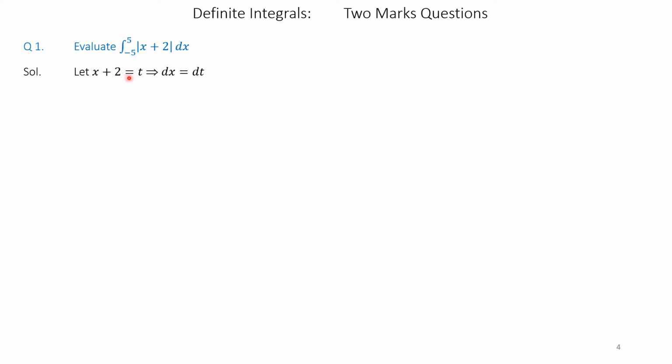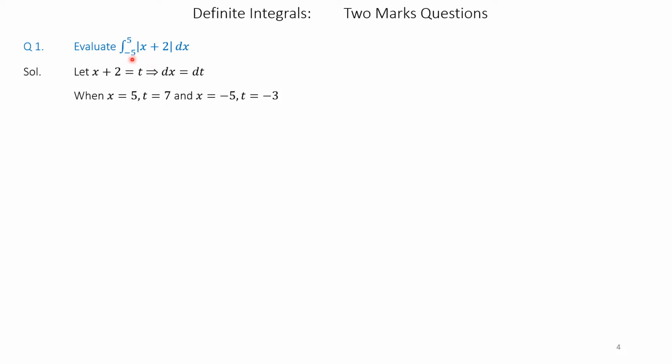Put x plus 2 is equal to t. If we differentiate this, dx will be equal to dt. Now the special case of a definite integral is that we have to find the value of t, the new variable, for each value of the limits given in the integral. For example, when x is equal to 5, t is equal to 7. That is, 5 plus 2 is 7. Therefore, t is equal to 7.